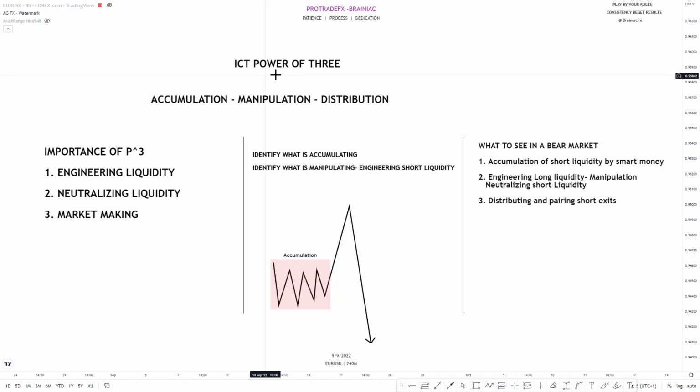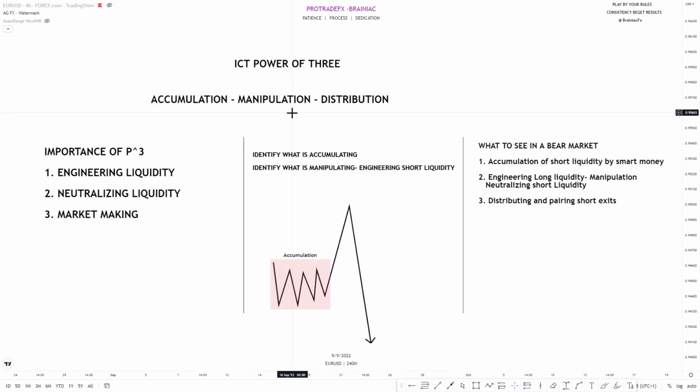So when you understand what the power of 3 is, you would know what to expect. Your expectation rate will be high. You wouldn't spend a lot of time on the screen. You would know what you are looking at, right? So that's what the power of 3 is. And what are the 3 major things we're looking at? The accumulation, the manipulation, and the distribution. This is more of a daily cycle in the market.